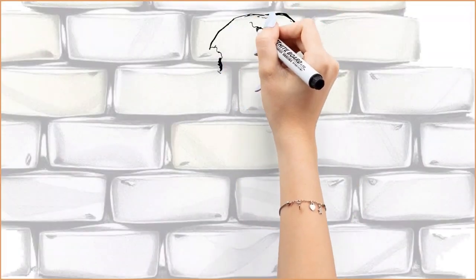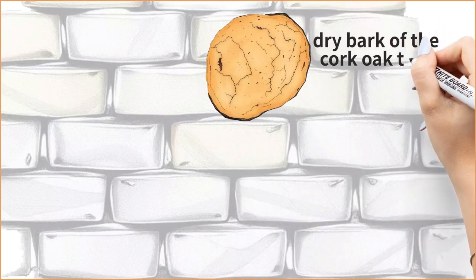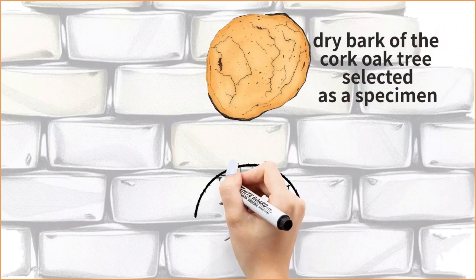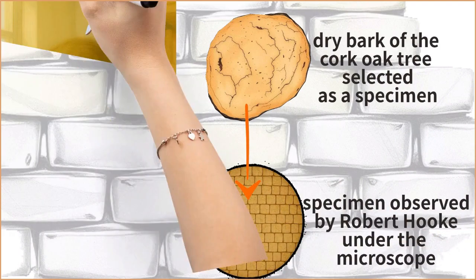One day, Hooke selected a piece of cork, the dried bark of the cork oak tree, as a specimen. At a glance, the cork appeared rough and solid. But under the microscope, Hooke observed something completely unexpected.